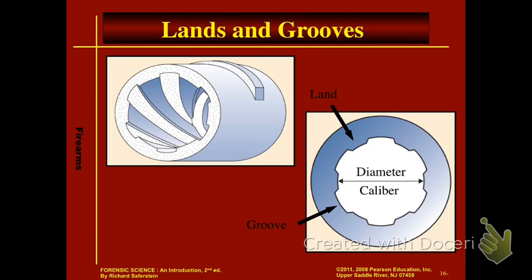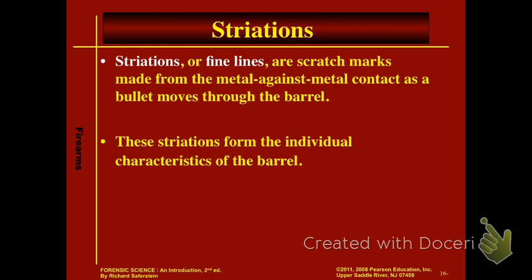You can see what lands and grooves look like, and then also an explanation of the caliber of the firearm as well. So this is the diameter, that's the caliber of the firearm, and it's between the lands that the diameter is calculated. These are the grooves here, and they're spiraled through the barrel of the gun, which again causes the bullet to spin. That rotational velocity helps keep the bullet on path.